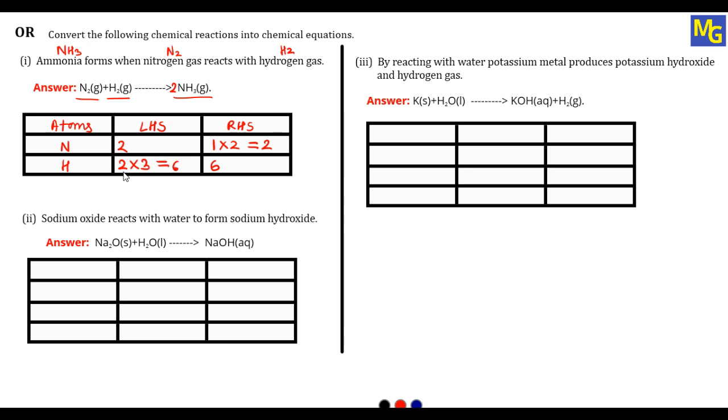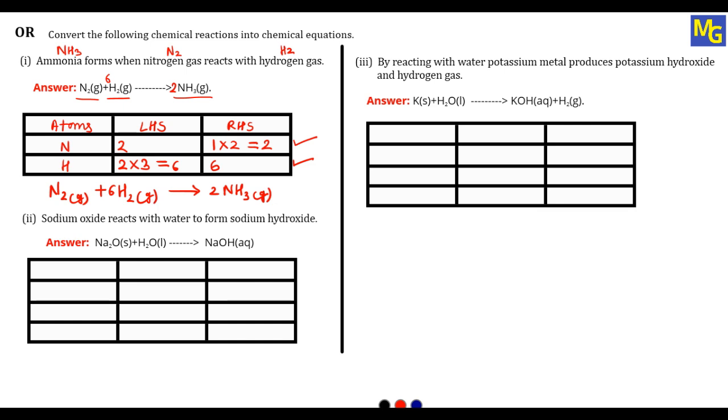Now write this 6 on the LHS side, so hydrogen, 6H2. Now you can see nitrogen LHS and RHS is 2 and 2. Hydrogen LHS and RHS is 6 and 6. Now the reaction is balanced. So the balanced reaction I will write here: N2 in gaseous state plus 6H2 in gaseous state gives 2NH3, and this is again a gaseous state. So this is our balanced chemical equation for the first question.